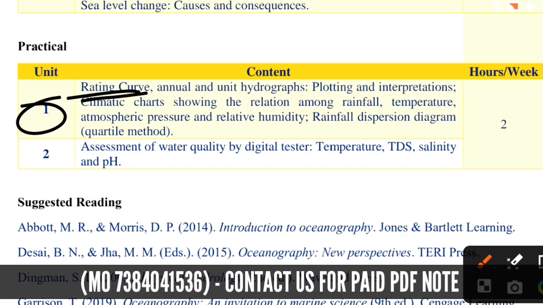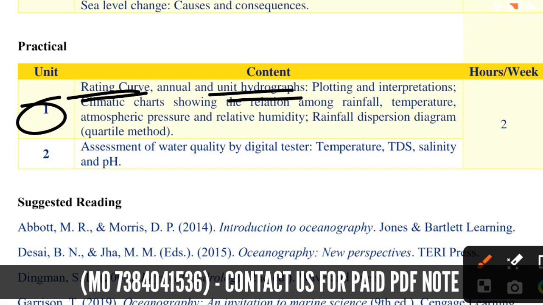Interpretation means you have to understand and explain what the graph is showing. After rating curves, you have annual hydrograph. Again, you have to learn both plotting and interpretation. The next topic is unit hydrograph. Here also both plotting and interpretation are important.